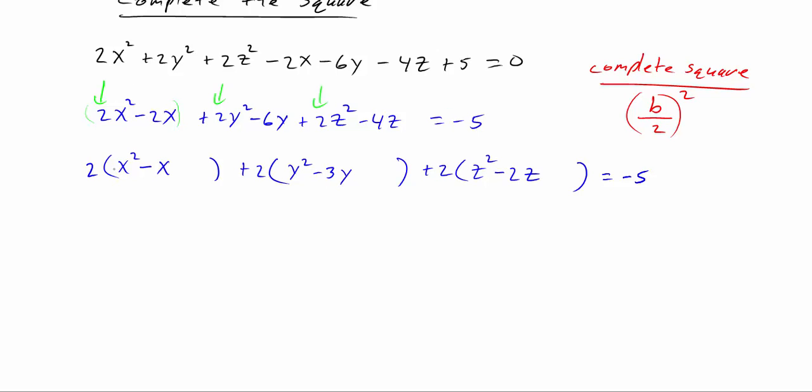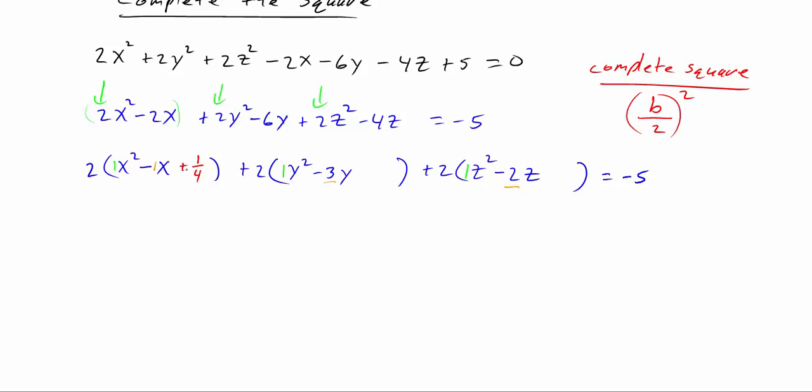So here, now that all of these have a coefficient of 1, our b value here is understood to be a negative 1, our b value here is a negative 3, and our b value here would be a negative 2. So we take half of negative 1, and that's going to be negative 1 half, and then we square the negative 1 half. If you square negative 1 half, that would be a positive 1/4.